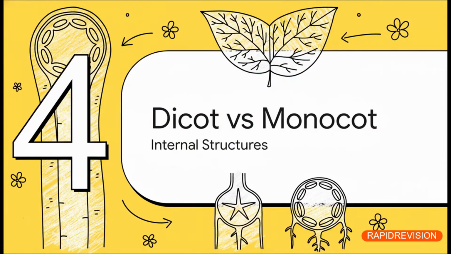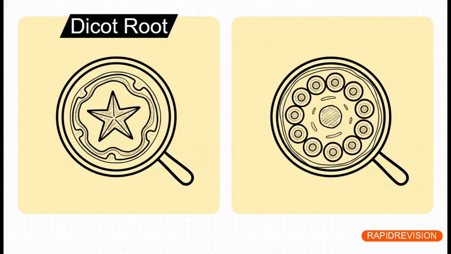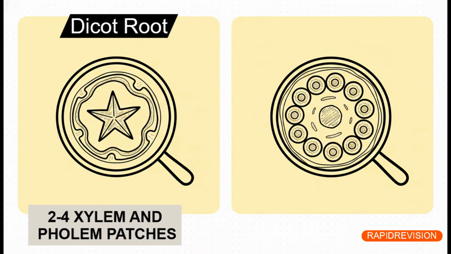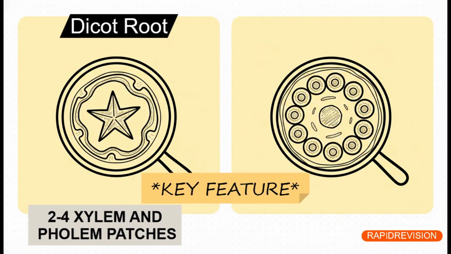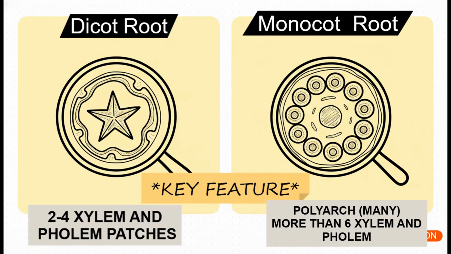Moving right along into a heavily, and I mean heavily tested area, dicot versus monocot internal structures. Let's compare their root anatomy. You've got to visualize the number of patches because honestly, that is your dead giveaway in the exam. A dicot root usually only has 2 to 4 xylem and phloem patches. But a monocot root, it has a polyarch condition.